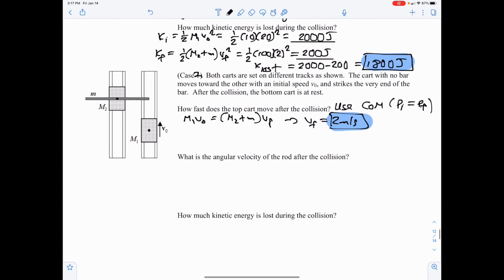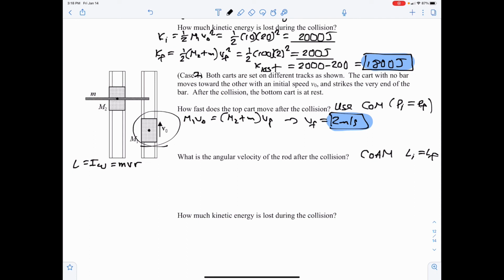Okay, and we're going to use conservation of angular momentum for this one, which is L initial equals L final. Now recall L is equal to either I omega or it's equal to mvr, depending on whether you're a particle or a rigid object rotating through an axis. Well, this cart represents a particle with respect to that point right there.